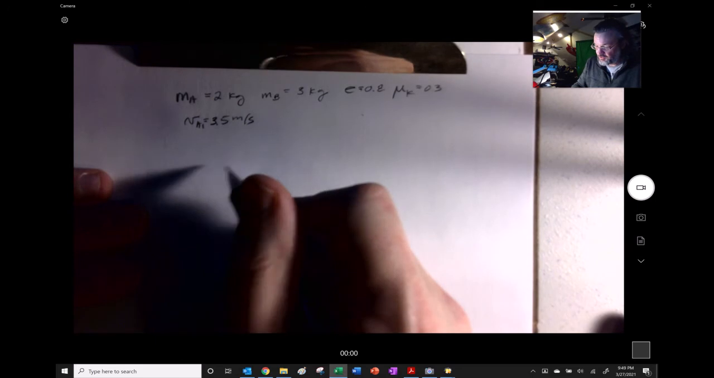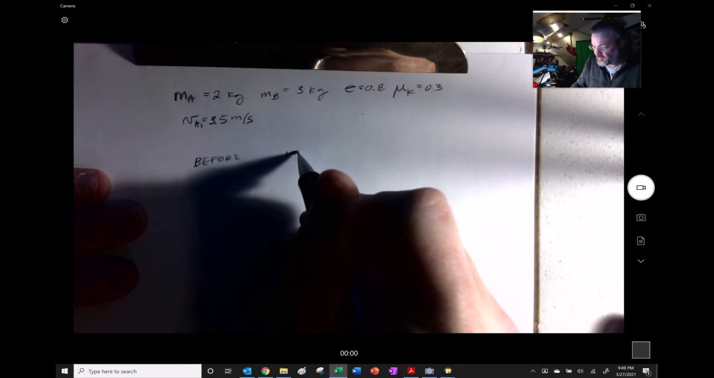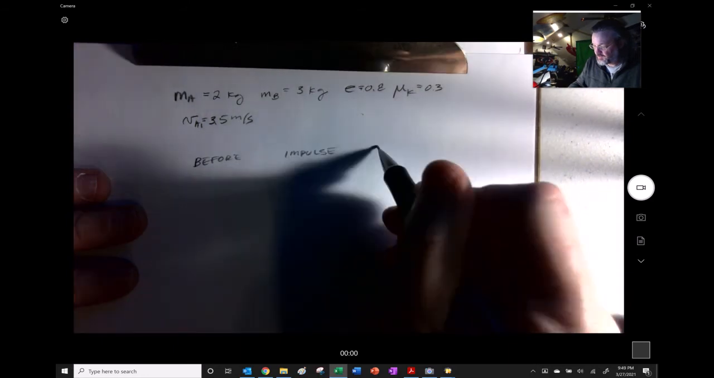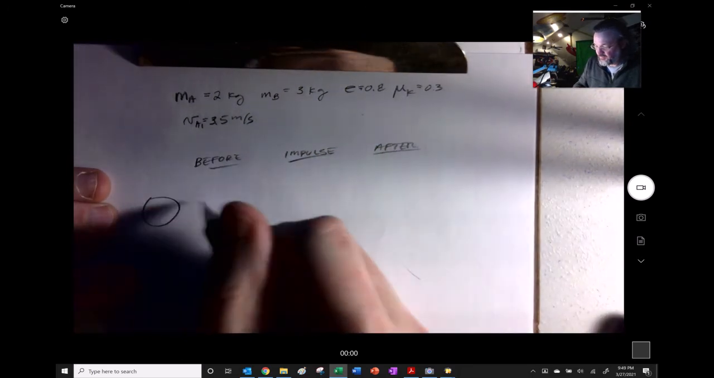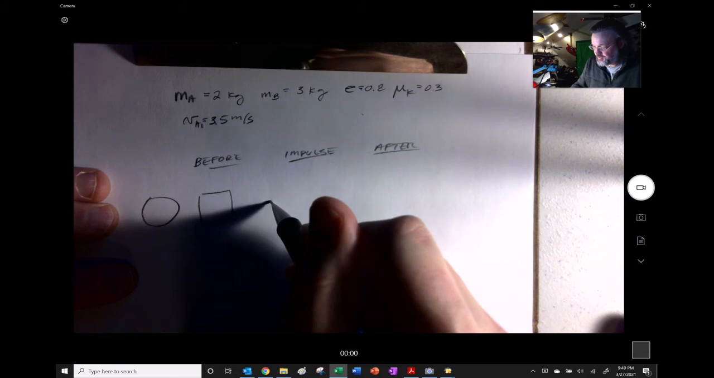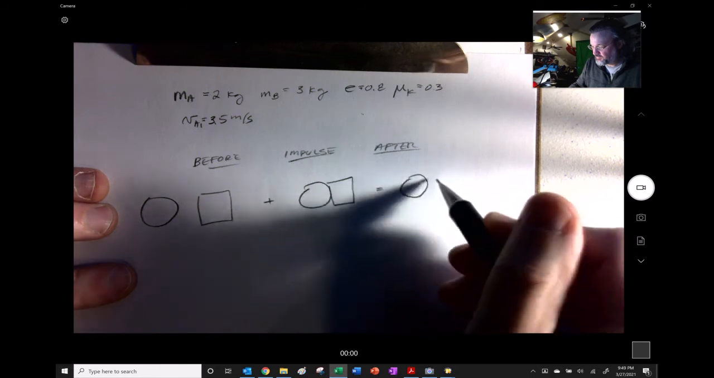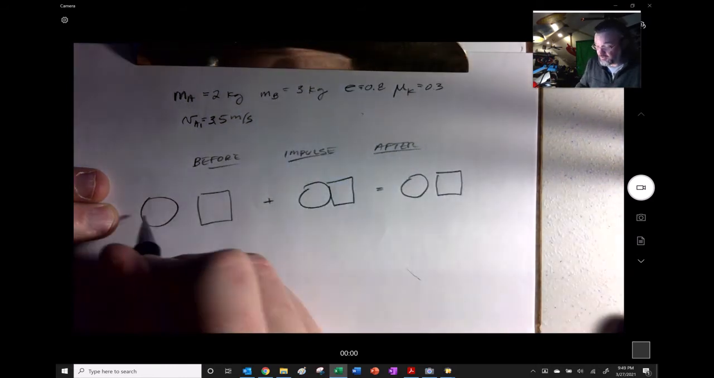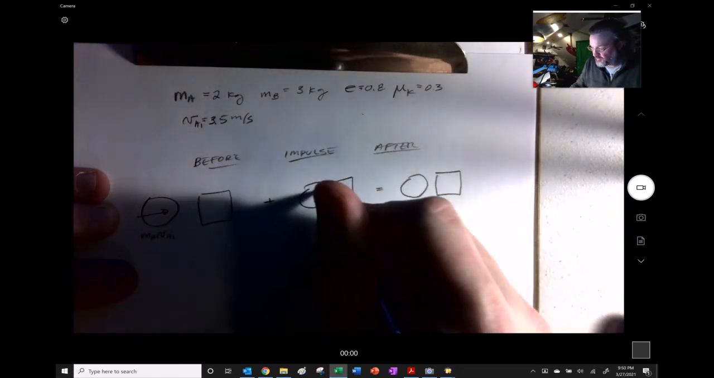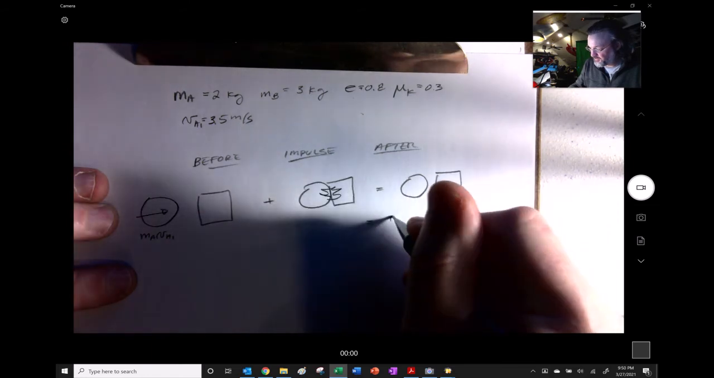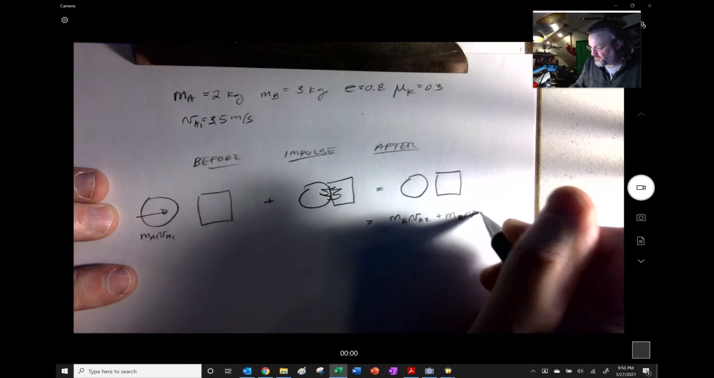So drawing out the before, impulse, and then after, we have this taking place. They collide, and then we have this after. So right here before is m_A v_A1, kaboom, and then that is going to be equal to m_A v_A2 plus m_B v_B2.